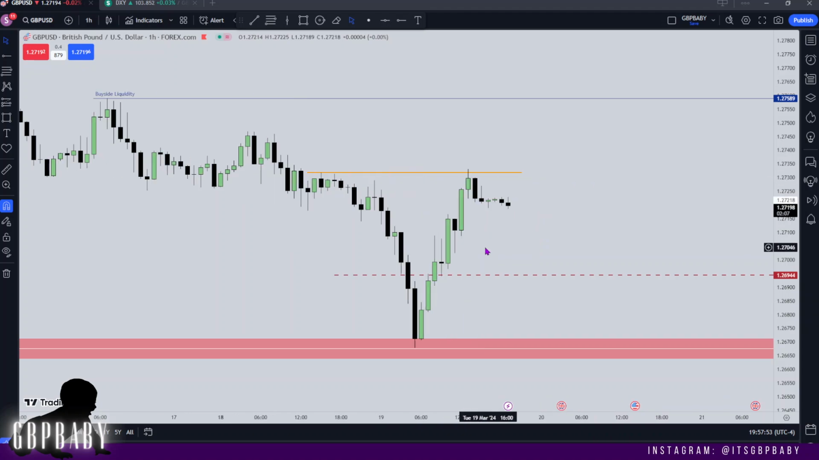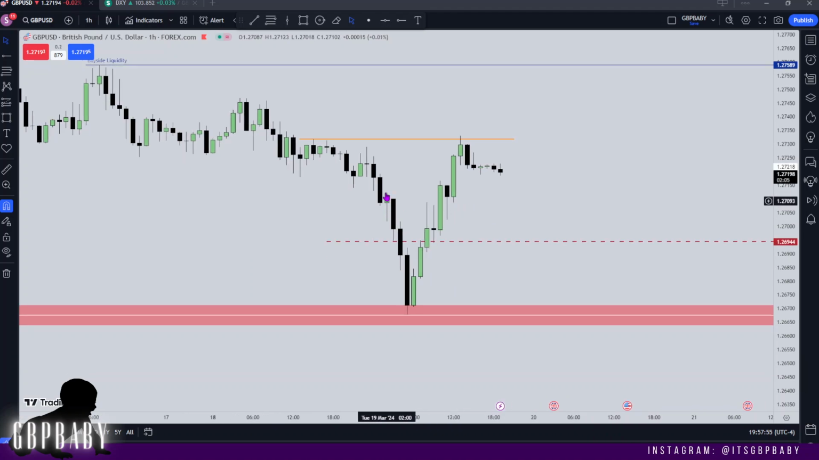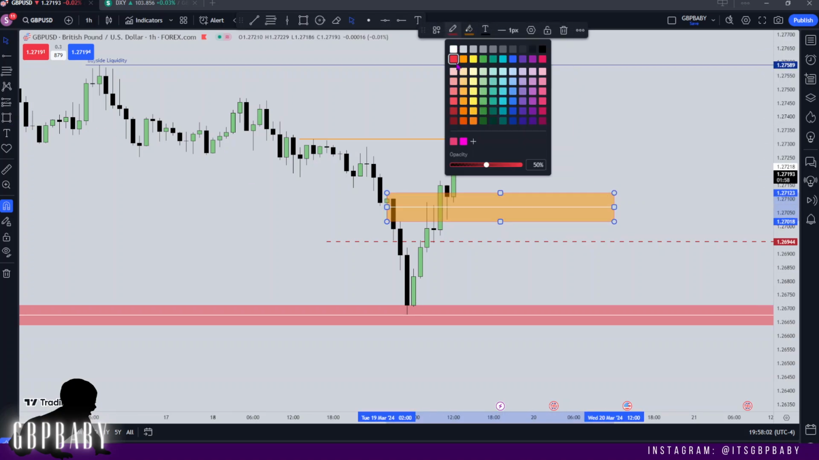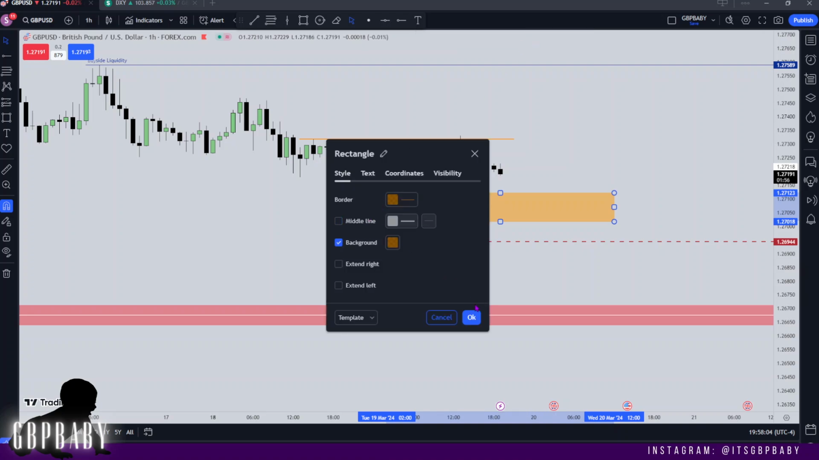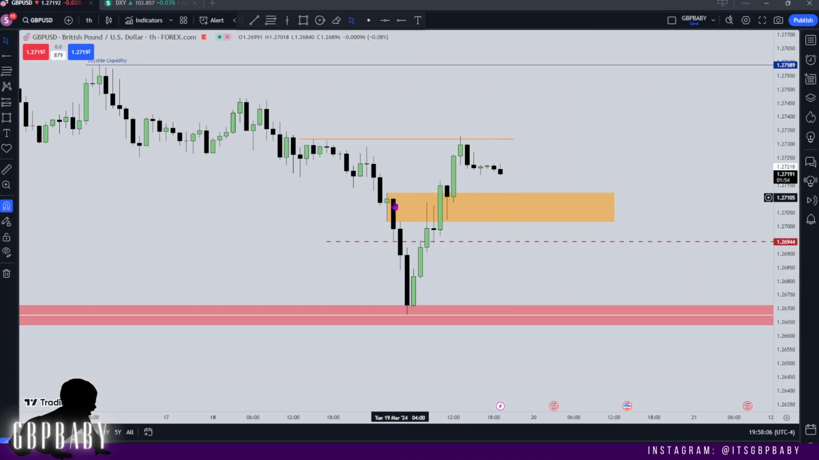So again, moving into the new day, we have a breaker here. This is the last up close candle before the down move. We can drag that out. I'm going to make this one orange, get rid of that middle line, and this should act as a breaker, because again, we've got a low, high, lower low, and price has broken to the upside. So I want to see this range act as support.